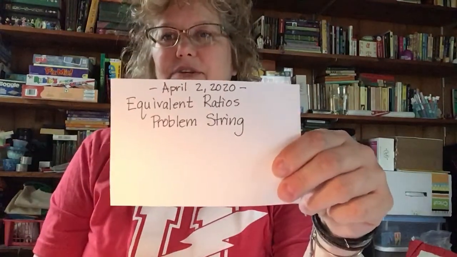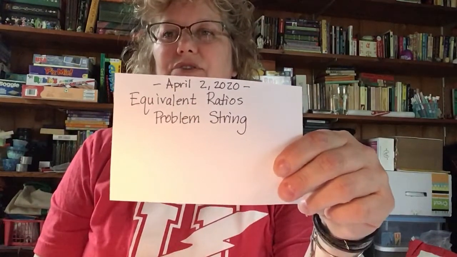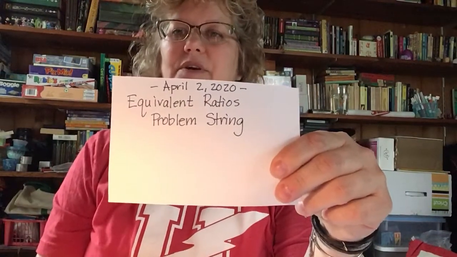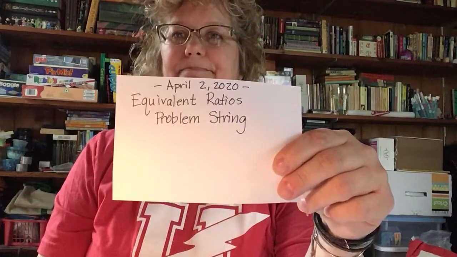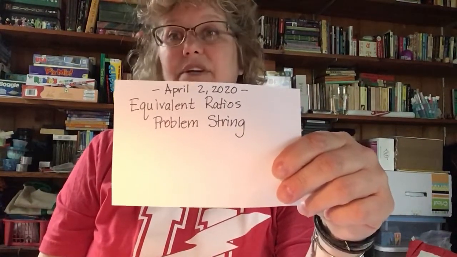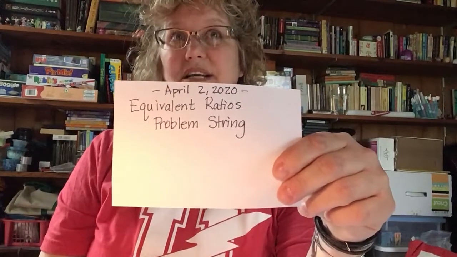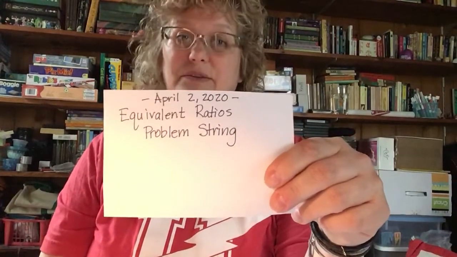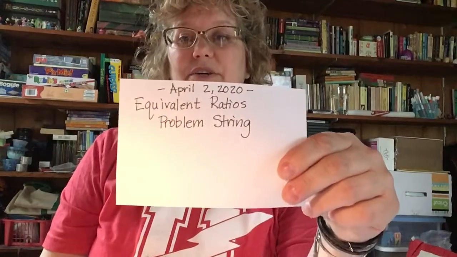You do need to take out your journals because we're going to do another problem string. And today you need to write your date, and you need to write equivalent ratios problem string. Now, you could pause the video right now if you're not going to get this down because I'm going to try to go fast. So if you need to pause it at any time, please do that. All right, equivalent ratios problem string.